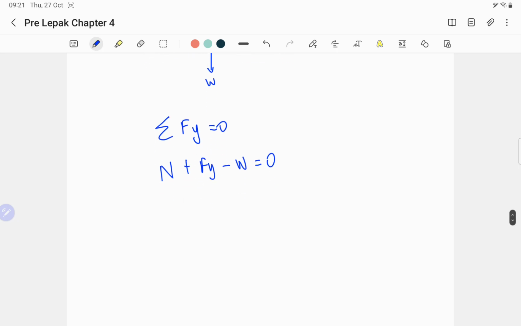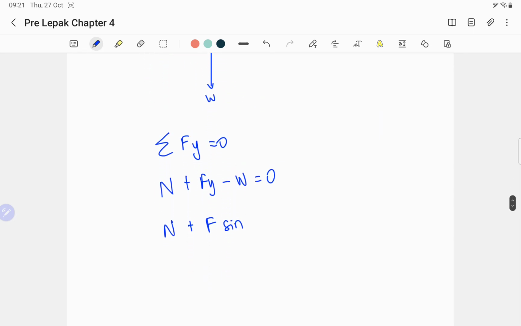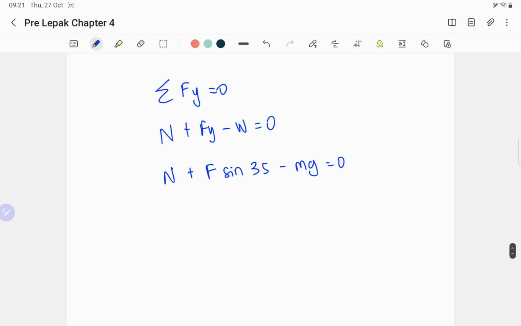So what we can do is further expand. N plus Fy, where Fy is equivalent to F sine, look back at the angle which is 35, and then weight is equivalent to mg, equal to 0. So we have one equation. Rearrange in terms of N, which will be equivalent to mg minus F sine 35. Get equation 1.